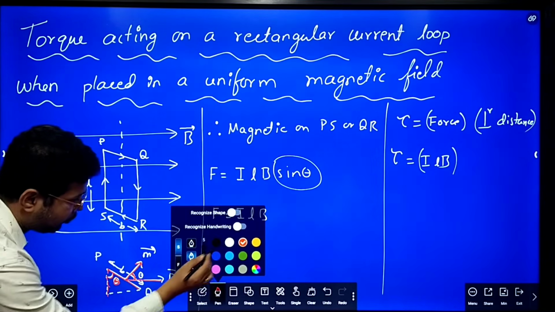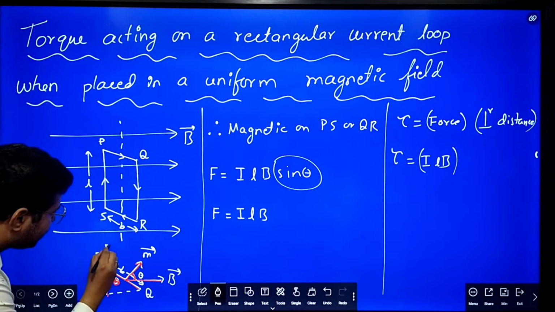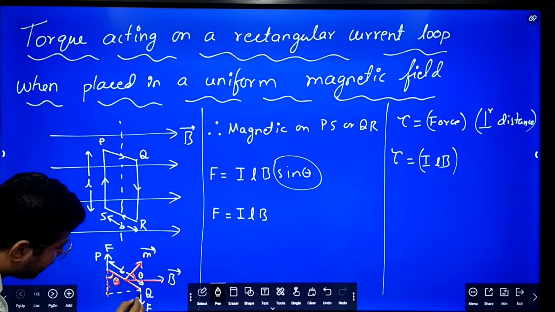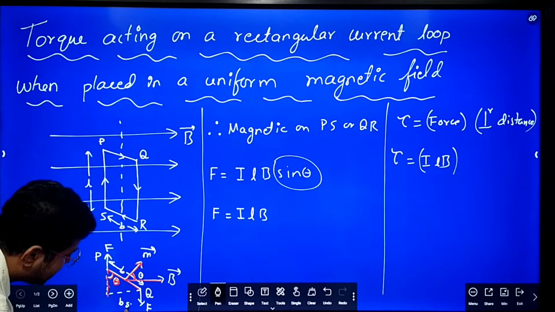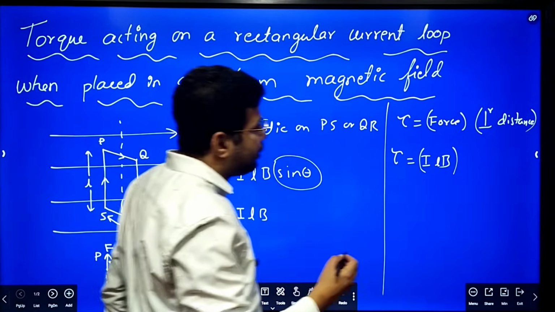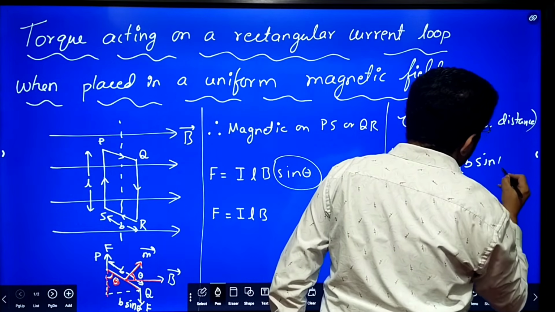Therefore, perpendicular distance. See, on P the force is in this direction. On Q the force is in this direction. What is the perpendicular distance between the lines of action of the two forces? That is b sine theta, because b is the hypotenuse and, for this theta, this is the opposite side. So the perpendicular distance is b sine theta.